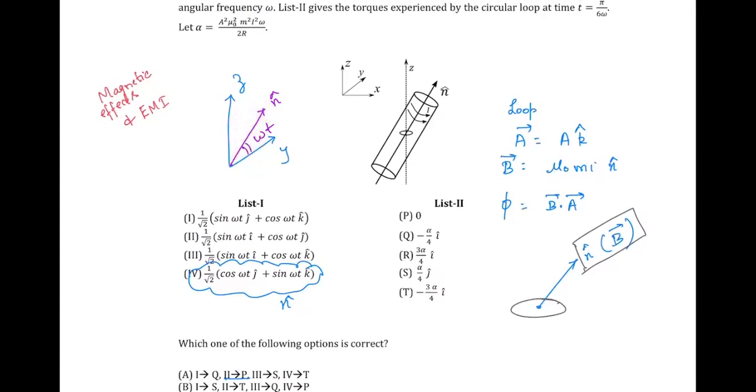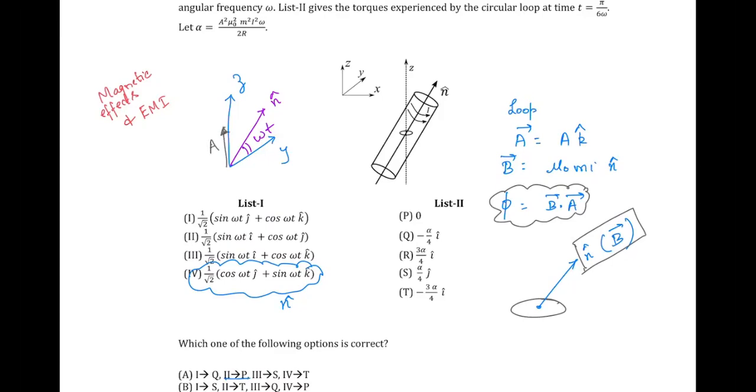Now we need to figure out what would be the sense of the induced EMF in this particular case. For that, let us see what happens to the flux. Is this flux going to increase or decrease? That would be our requirement. Note that the area vector is pointing upwards. I'll show that. See, area vector A for the loop is pointing up.